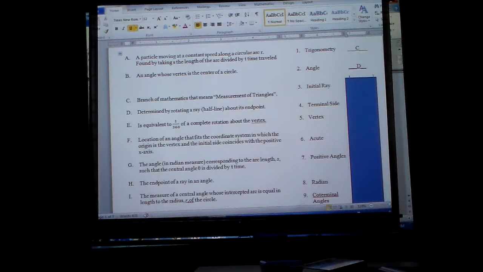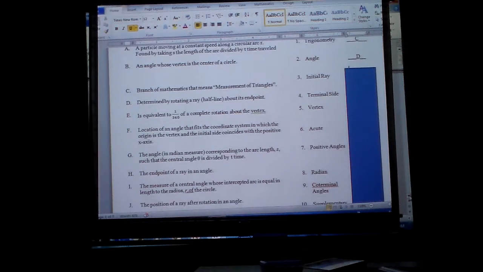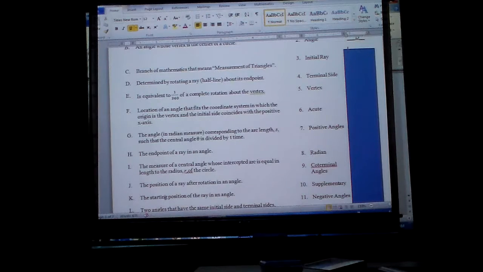What is the initial ray? Remember, initial was the starting point for the starting ray. So let's kind of look at our choices here. What do we have along those lines right there? Oh, look. The starting position of the ray at an angle. That would be choice K. All right. We can't hardly see that right there. You got to make that a little bit better.